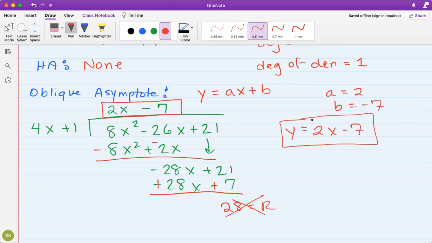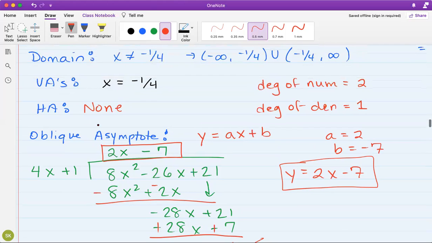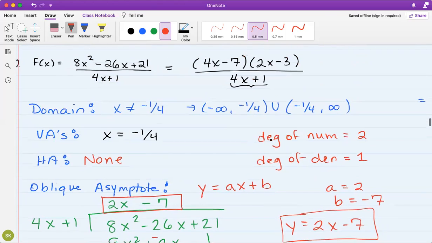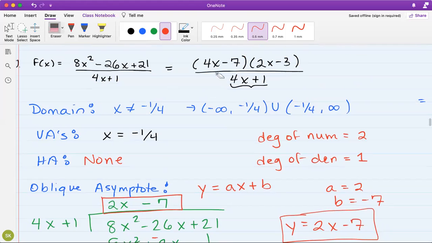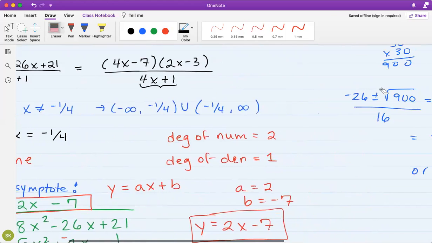So you can't have a horizontal asymptote and an oblique asymptote. You can have neither, or you can have a horizontal asymptote, or you can have an oblique asymptote. Okay, so now that we have all of this information, we're going to graph this function on a graphing calculator. Before I do that, I just want to have some kind of idea of what this is going to look like.